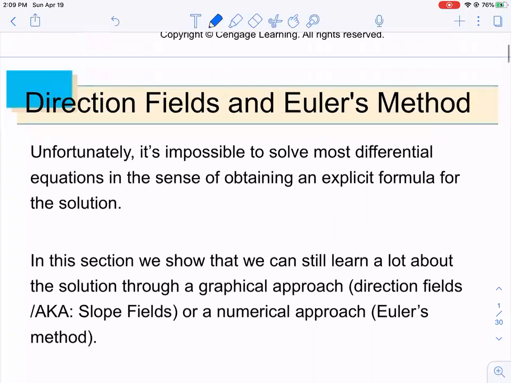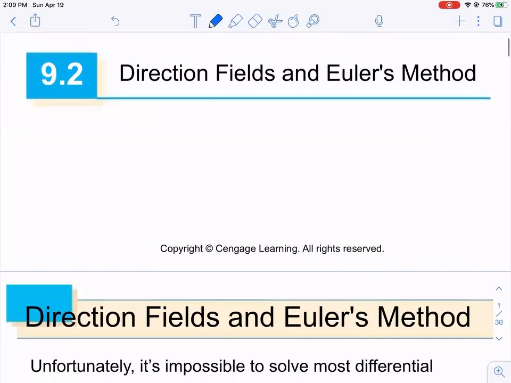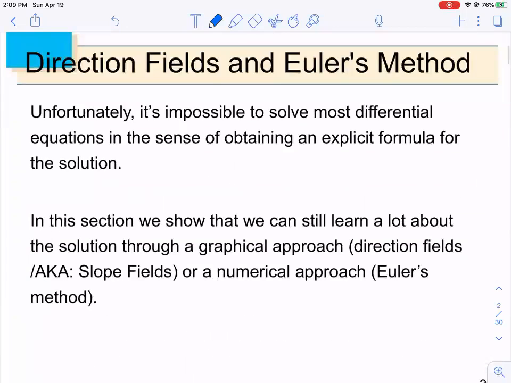All right, so for 9.2, direction fields and Euler's method, we're going to look at direction fields together, and then I'm just going to let you guys read the rest of it so the video is not too long. You should be able to use the worked examples in WebAssign and these notes to do the second part.